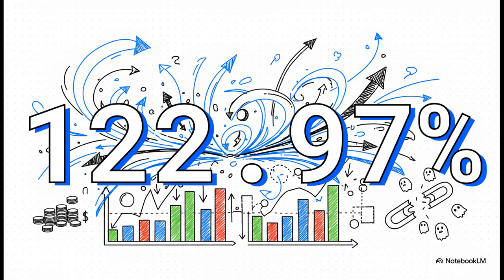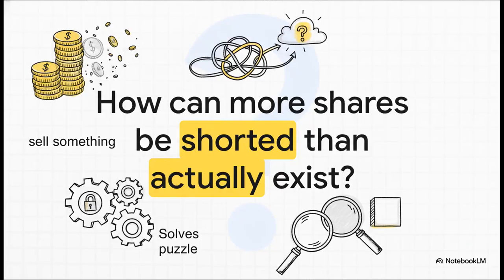So think about that. For every 100 shares of the company that existed, almost 123 of them had been bet against. And that right there is the big question, the puzzle at the heart of this entire thing. How on earth can you short more shares than there are in total? I mean, it sounds like it breaks the laws of physics, right? Well, stick around because we're going to figure it out together.